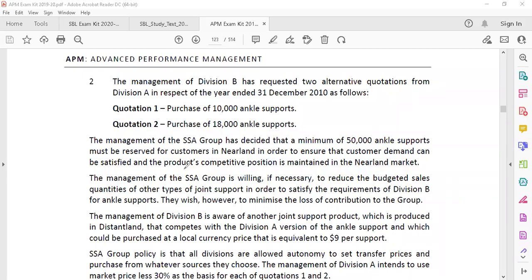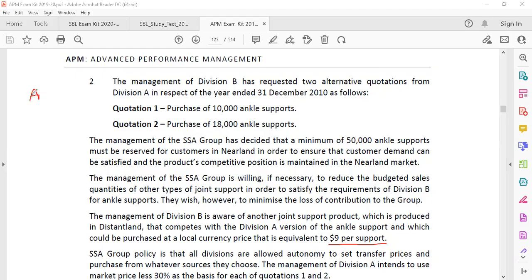As of now, let's read through the other parts also. Then the management of Division B is aware of another joint support product which is produced in a distant land that competes with Division A's version of the ankle support and which could be purchased at a local currency price equivalent to $9 per support.